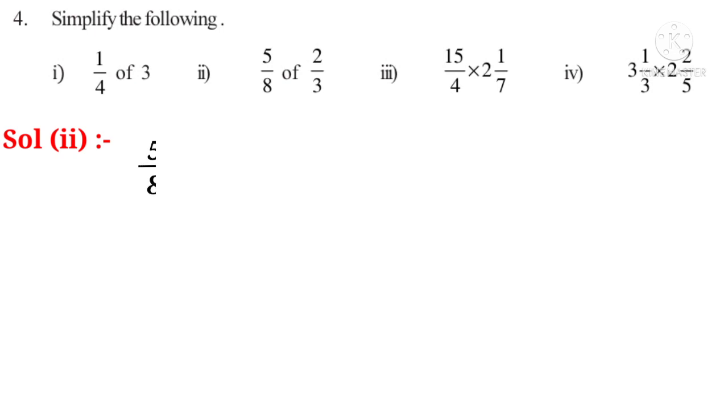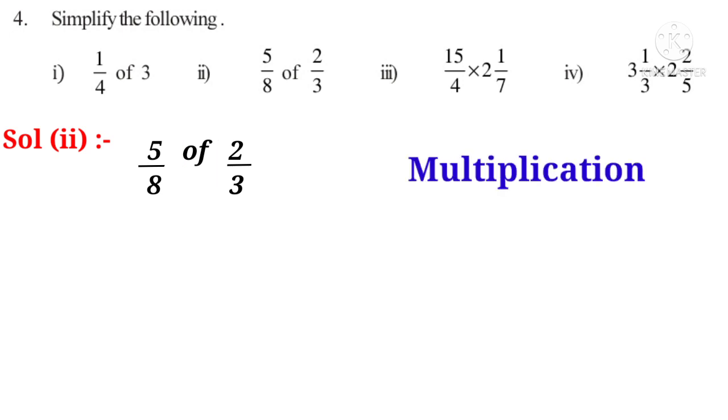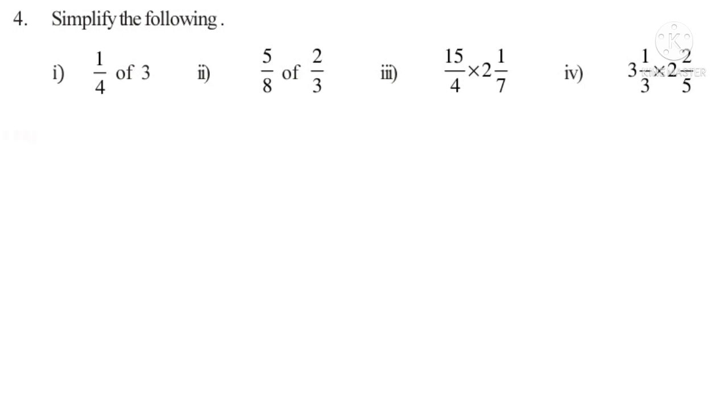Solution 2: 5 by 8 of 2 by 3. Here the word of indicates multiplication. So that is equal to 5 by 8 into 2 by 3. On simplification by 2, 2 ones are 2, 2 fours are 8. On multiplying, numerator 5 into 1 is 5. Denominator 4 into 3 is 12. That is equal to 5 by 12.